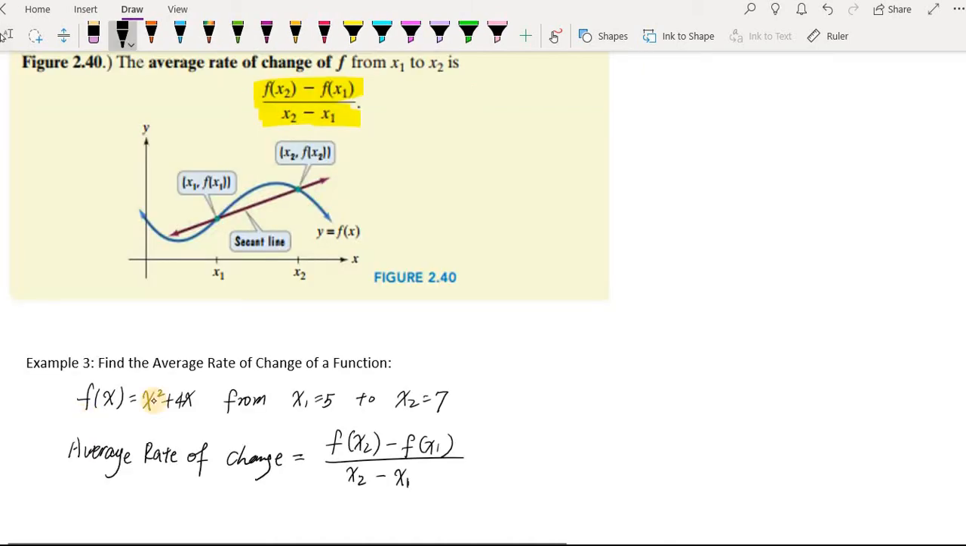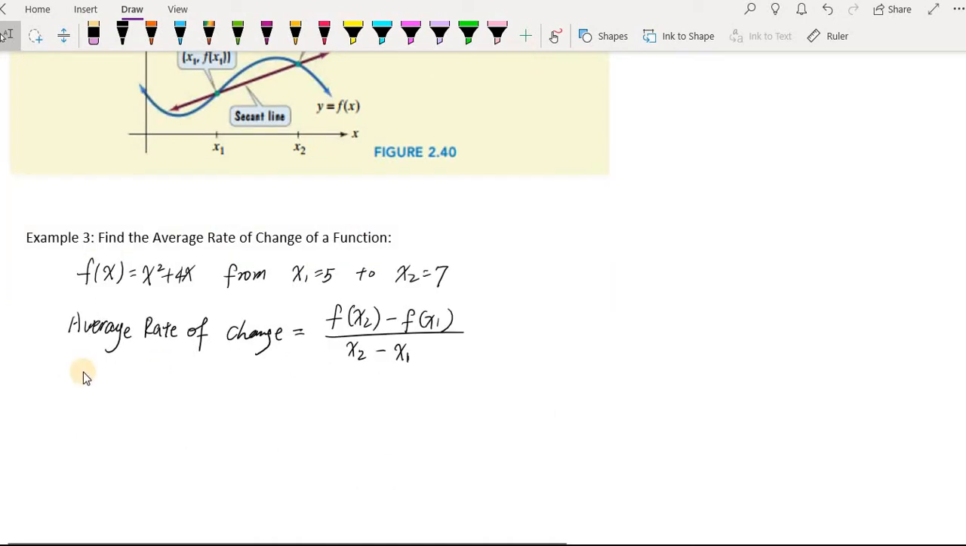You should realize this is going to be a curve. This is not a line because you have x squared. It's not linear anymore. Let's just do it step by step, okay? Let's find f of x2. So what is f of x2? Remember, x2 is equal to 7, right? That just means you need to find f of 7.